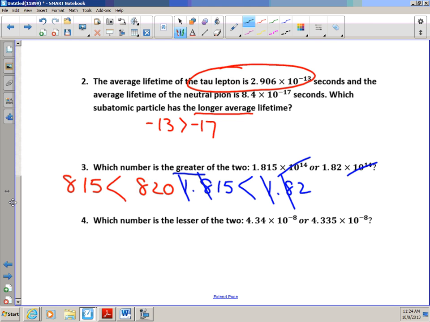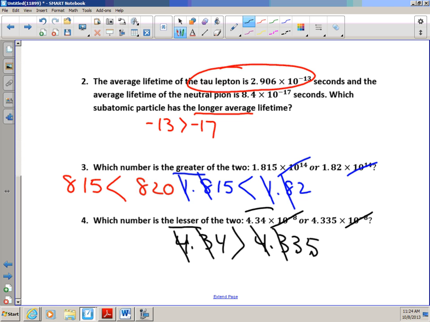And then the final, which one is lesser? Same exponent. Doesn't do me any good. 4.34 compared to 4.335. The 4s are the same. The 3s are the same. 4 is greater than 3. So which one is the lesser of the two? 4.34.